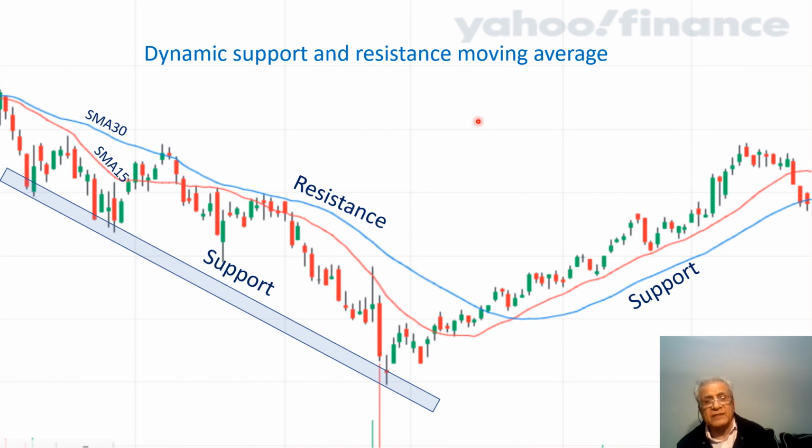This is Yahoo Finance and D1 time frame. In this chart, I installed SMA 30 and SMA 15. Now, this is dynamic moving average support and resistance. Here the prices are above the moving average, so the moving average is considered a support area. Here the price is below the moving averages, and the moving average is considered a resistance area.